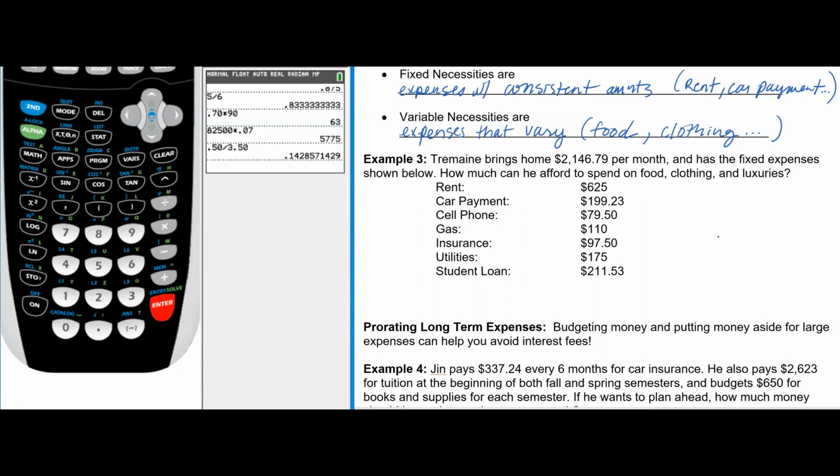So let's go ahead and add up all of these amounts. I already did that in my calculator, and you can pause it and add it if you'd like. I get $1,497.76. So that's the total for his fixed expenses. Okay. If I want to know how much he has left, then I'm just going to take what he makes and subtract his expenses.